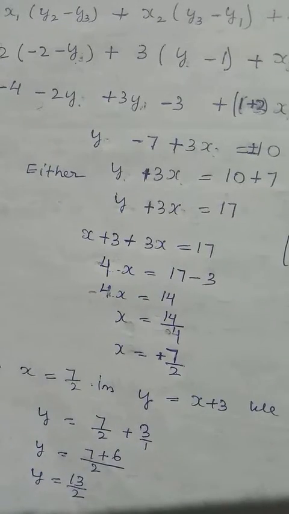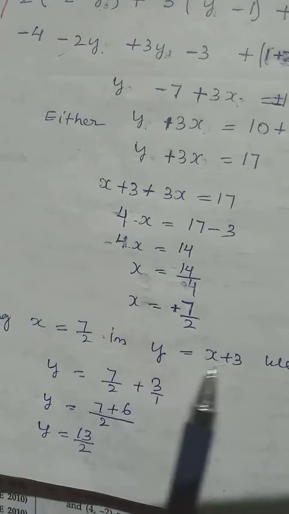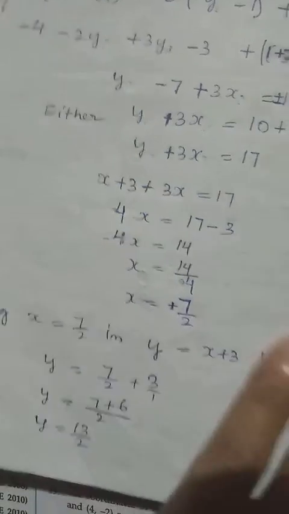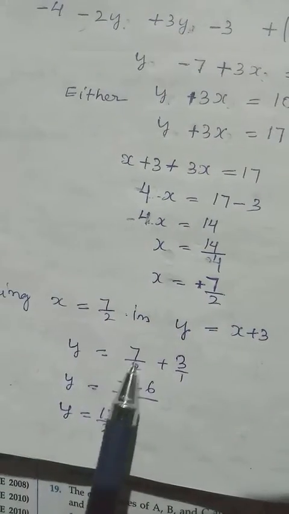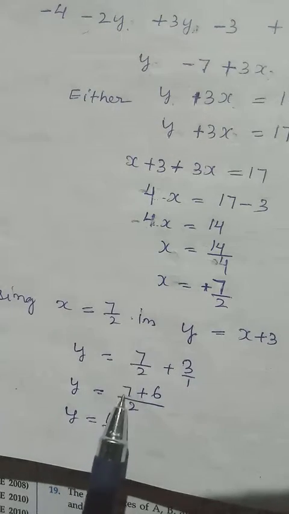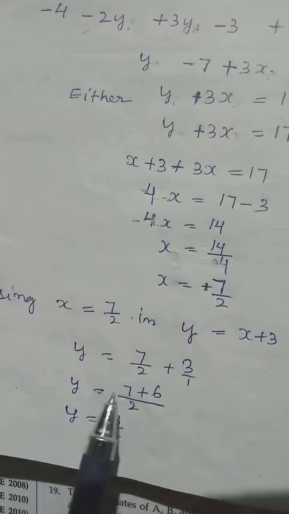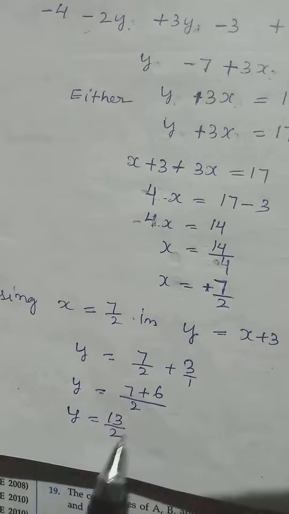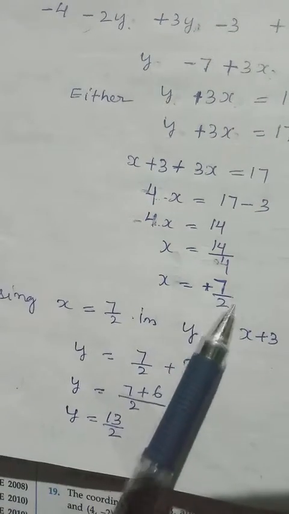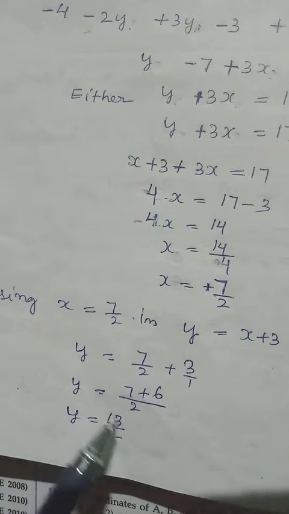We get x. Now we have to find y. So let's replace it in this one, because they only say y equal to x plus 3. So in place of x, we already got 7 by 2. We have a fraction, so we find the LCM. LCM of 2 and 1 will be 2. 2 divided by 2 is 1, 1 into 7, 7. 1 divided by 2 will be 2, 2 into 3, 6. 7 plus 6, we have 13 by 2. So the coordinate of the third vertex is (7 by 2, 13 by 2).